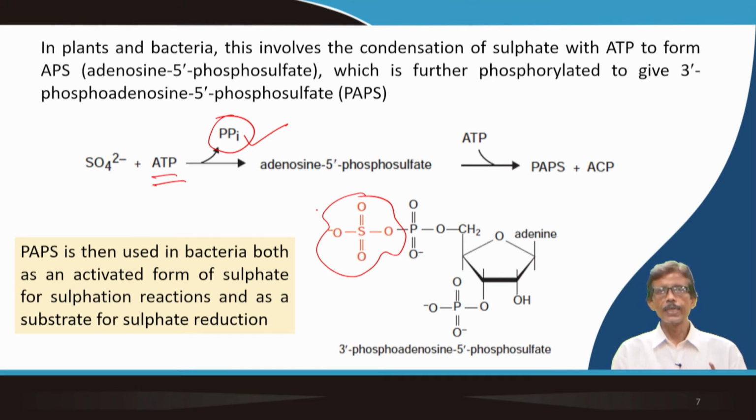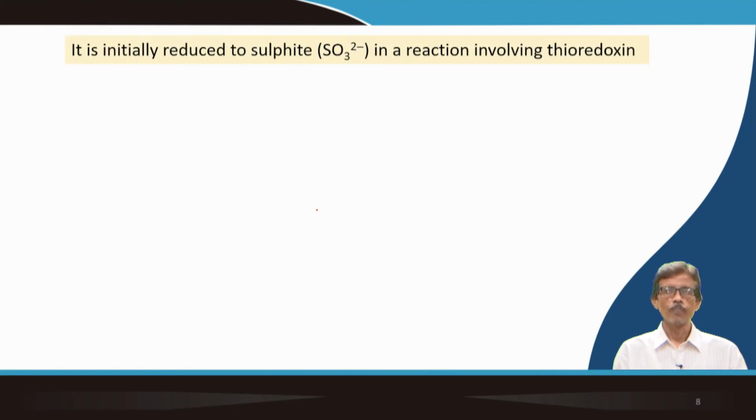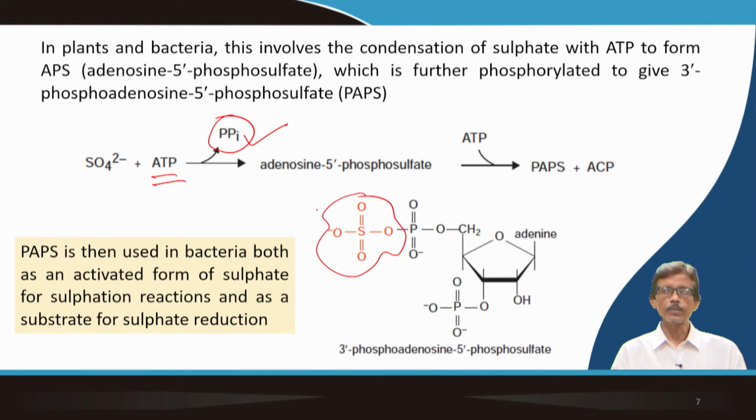So, you can go for that reaction as a substrate for sulfate reduction, because you can tackle the sulfate and transfer it to another organic molecule. It is initially reduced to sulfite in a reaction involving thioredoxin. So, now we will bring in another molecule, thioredoxin. If it is coming and you are having sulfate, we are talking about attachment of sulfate to your ATP molecule, or in some other way you can go for the phosphate in some other parts also.